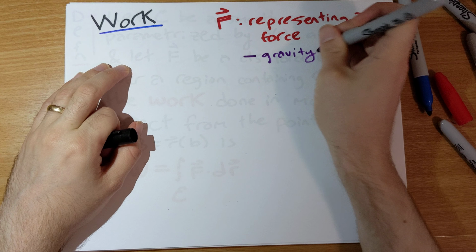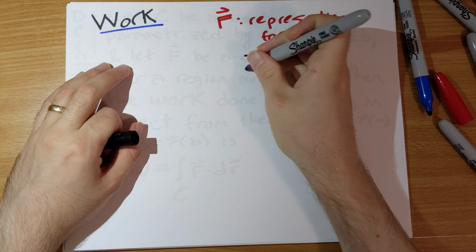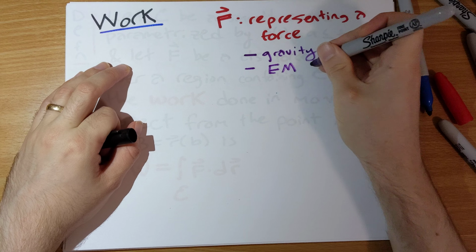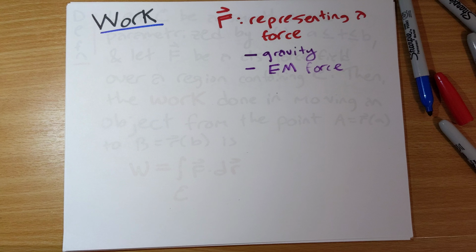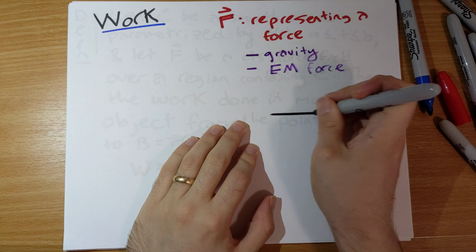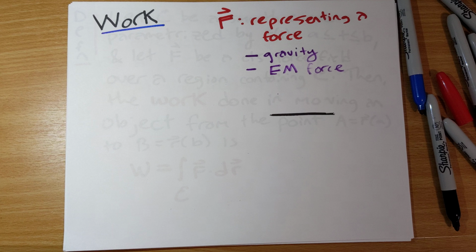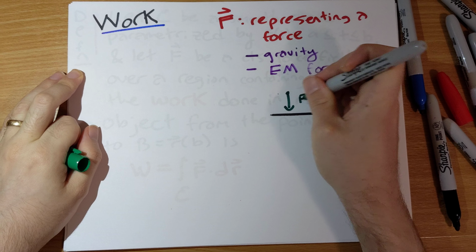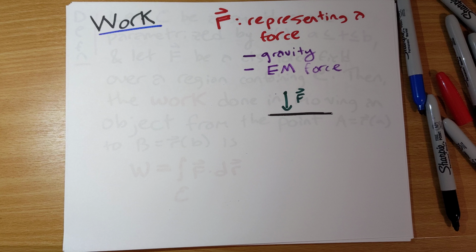Gravity would be one, or it could be some kind of electromagnetic force. So for example, gravity, and we're just thinking about gravity on a particular place on the Earth's surface, on a very small scale. Gravity is a constant force field pointing downwards. It's our approximation here.